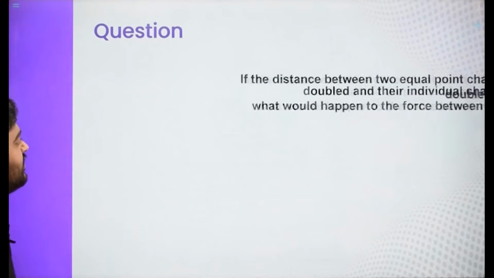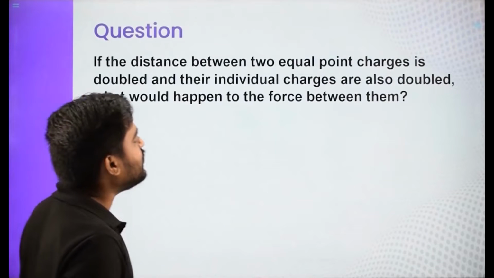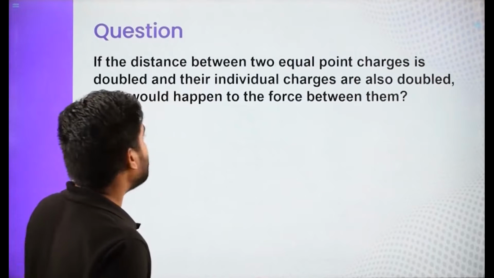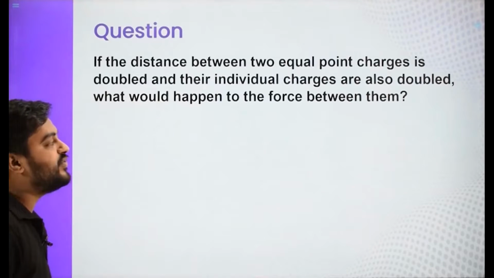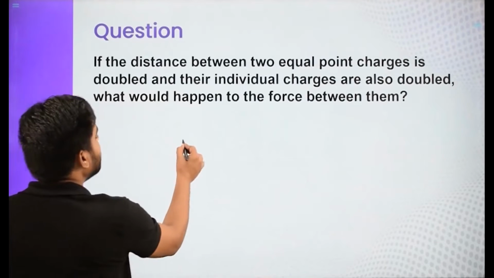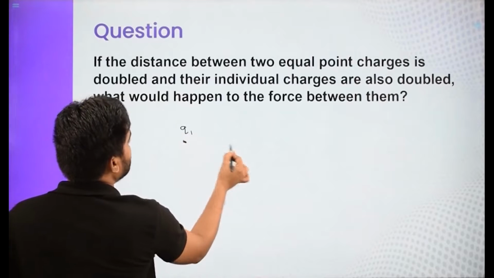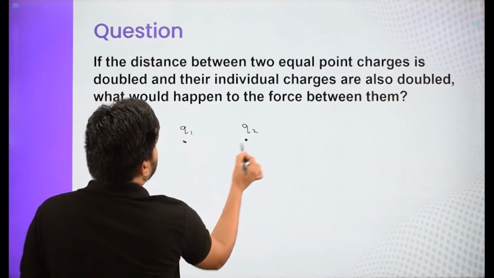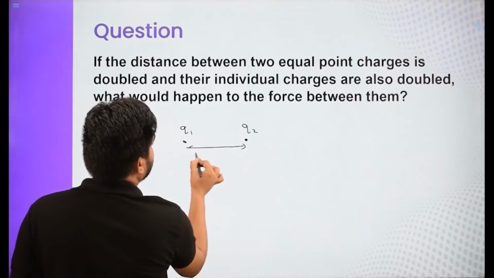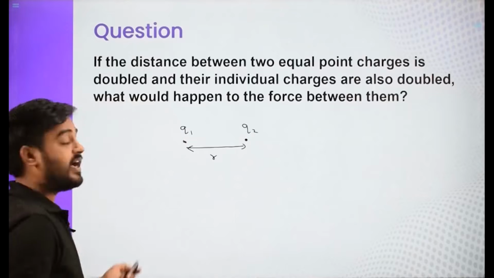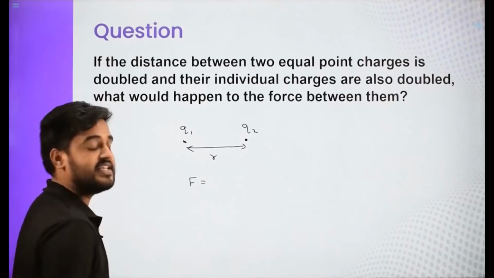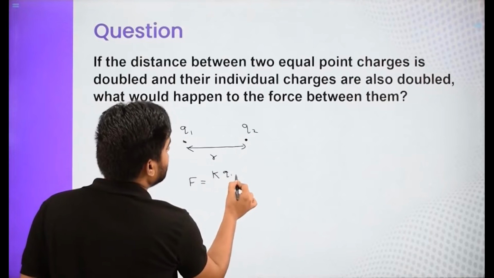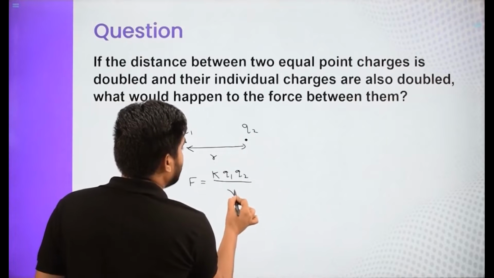Now, next question is, if the distance between two equal point charges is doubled and their individual charges are also doubled, what would happen to the force between them? So let us say that we have one charge as Q1, the other charge as Q2, and the distance between them as R. Assuming both of them are positive, they will experience repulsive force, magnitude of which is given by K Q1 Q2 by R square.